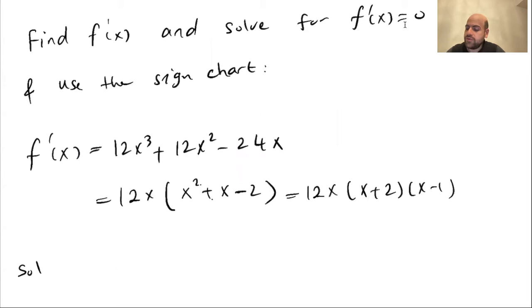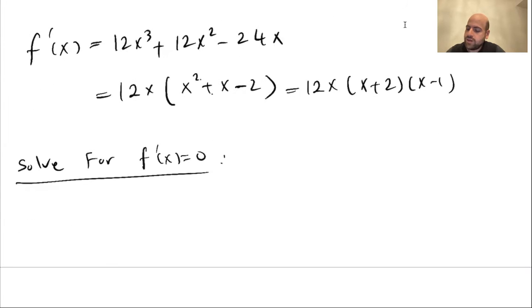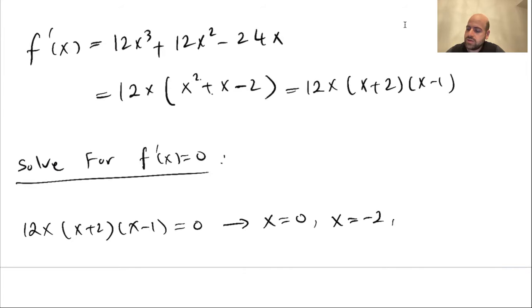Now solve for f prime of x equals 0. Then what do we get? We get 12x times x plus 2 times x minus 1 equals 0. So that gives x equals 0, x equals minus 2, and x equals 1.